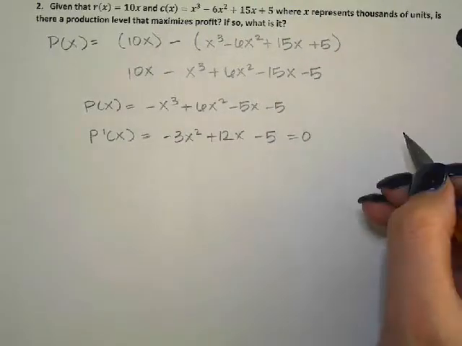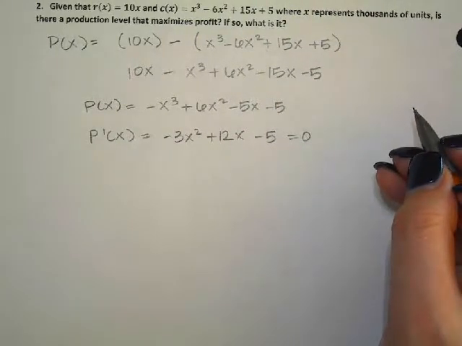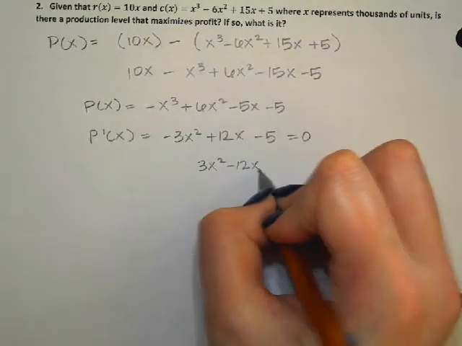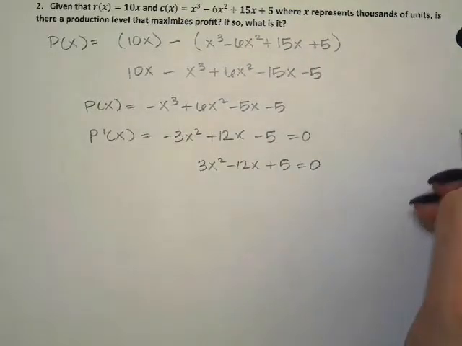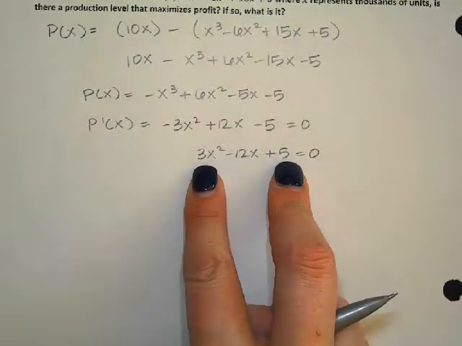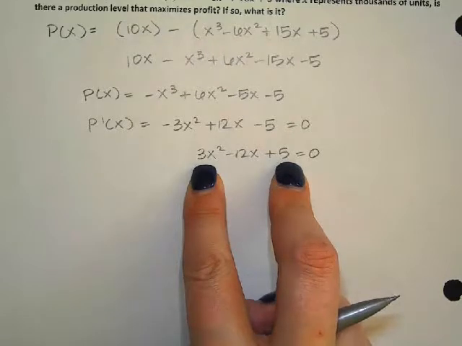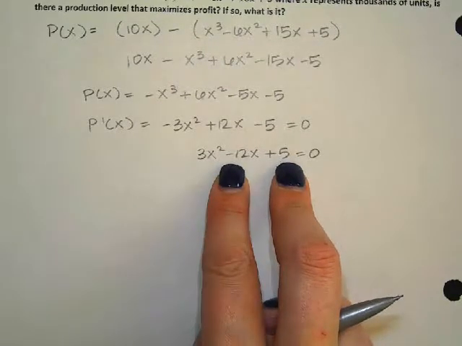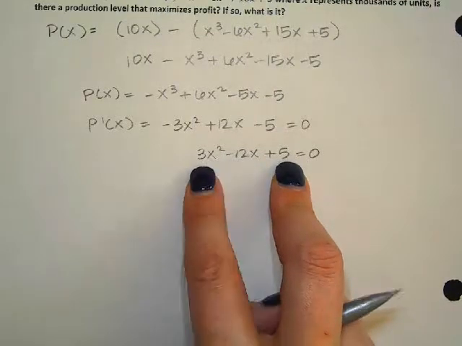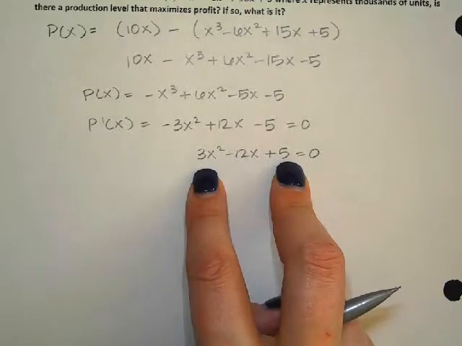Can we switch sides of everything? Yeah. So 3x squared minus 12x plus 5. All right, so we are asking ourselves if we're going to factor this. Can it multiply to positive 15 but add to negative 12? You guys were talking, so you missed that part. So can we factor this? No. So what do we have to do instead?